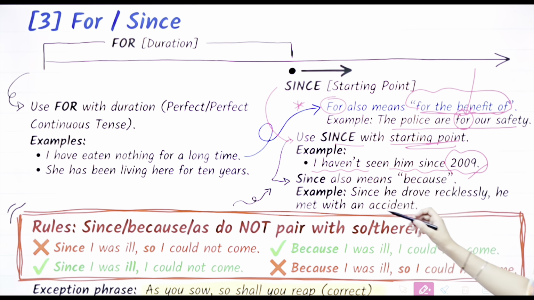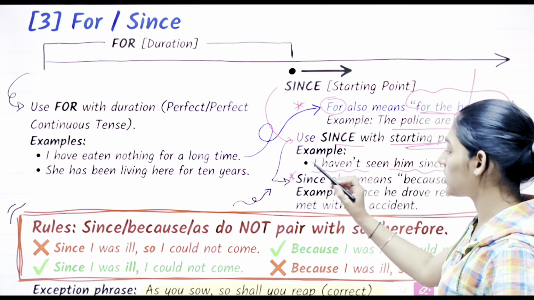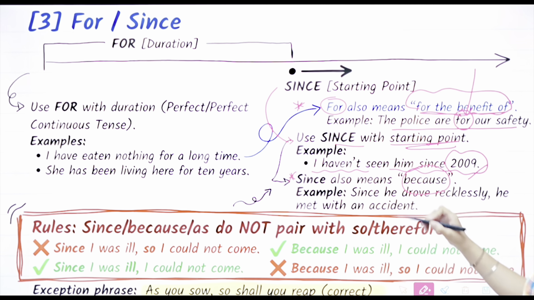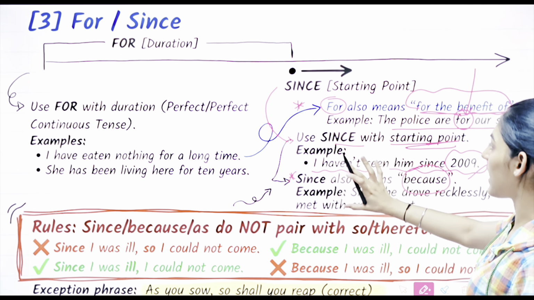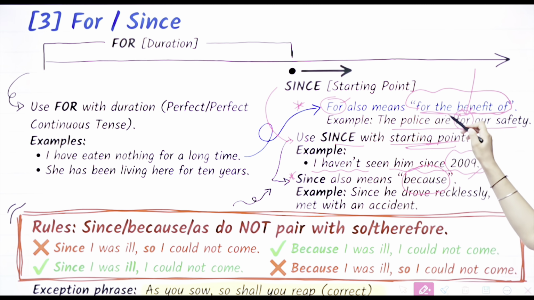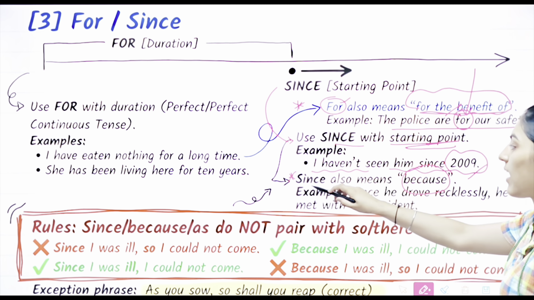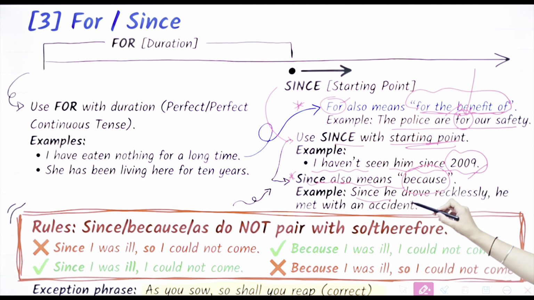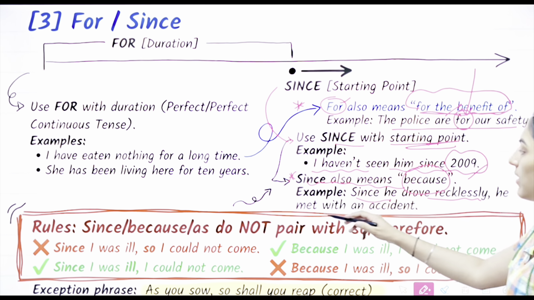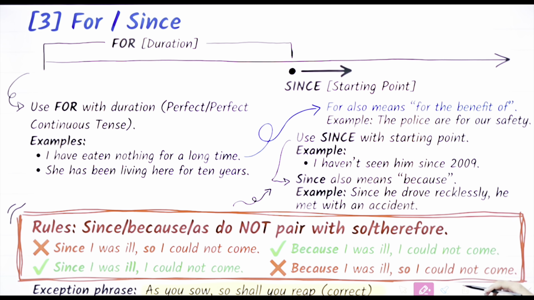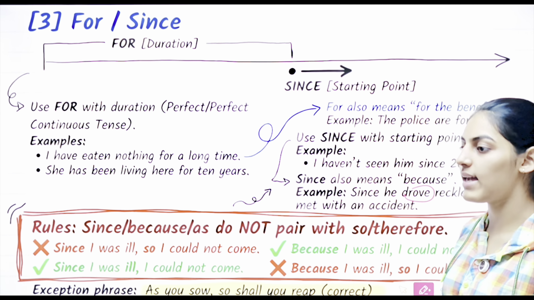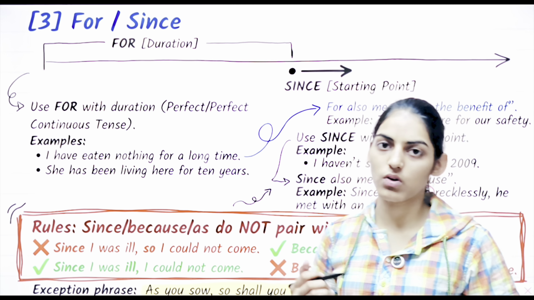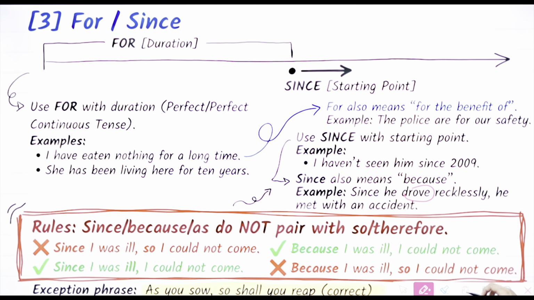All right, now the preposition since also means because. It is similar to for. Here we have a different meaning for for, and here we have a different meaning for since too. For example, since he drove recklessly, he met with an accident. Because he drove recklessly, he met with an accident. We can also say that. All right, this is very important.